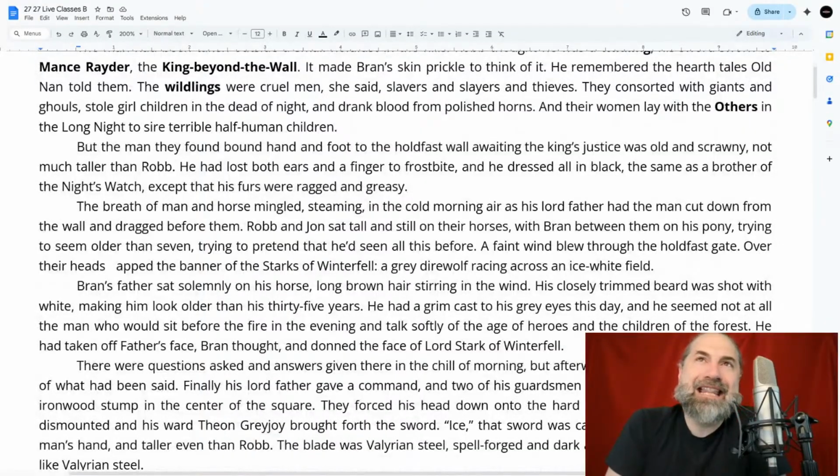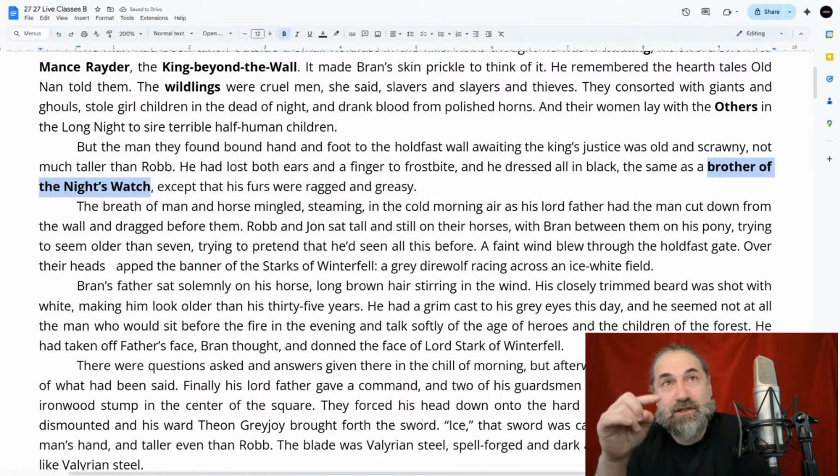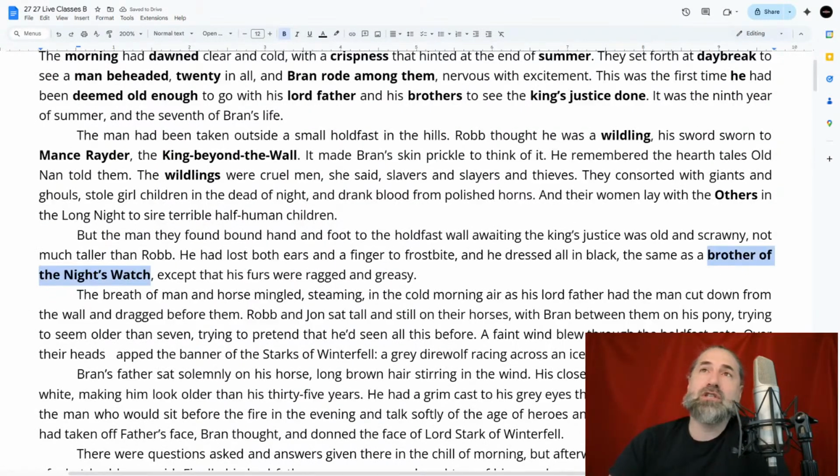But the man they found bound hand and foot to the holdfast wall, awaiting the king's justice, was old and scrawny, not much taller than Robb. He had lost both ears and a finger to frostbite, and he dressed all in black, the same as a brother of the Night's Watch, except that his furs were ragged and greasy. All right, a couple things. We are seeding the brothers of the Night's Watch, but we've also seeded the Wall.